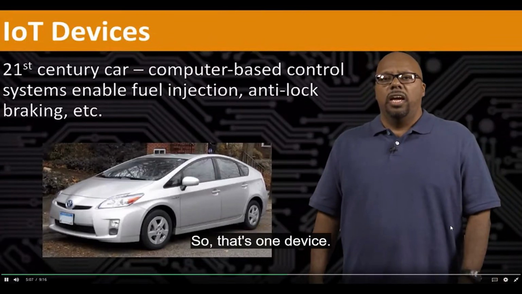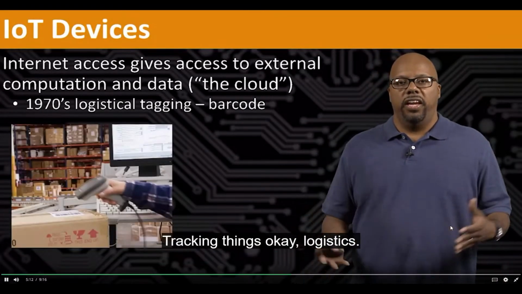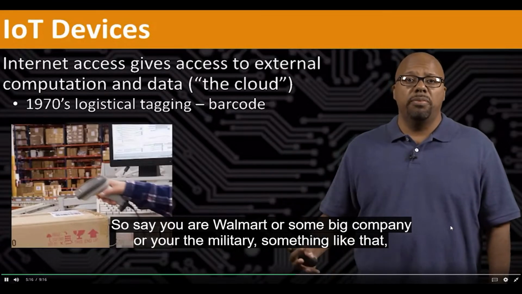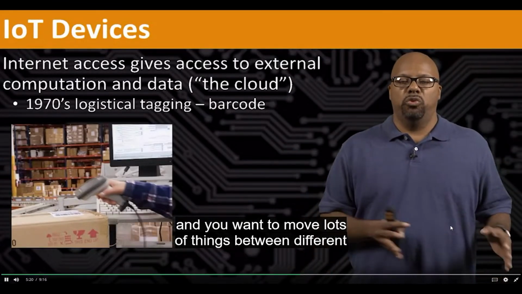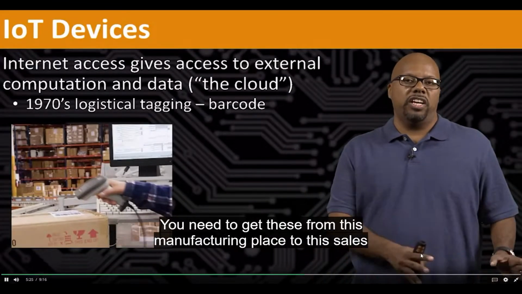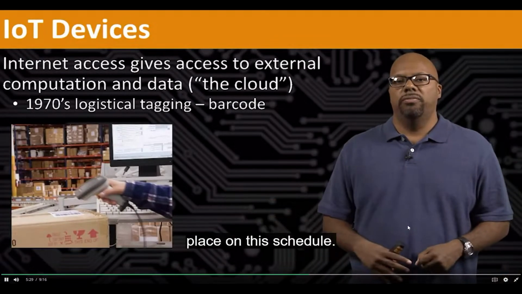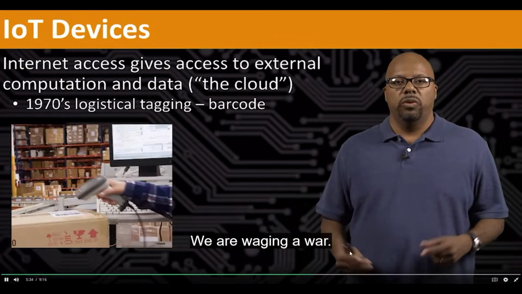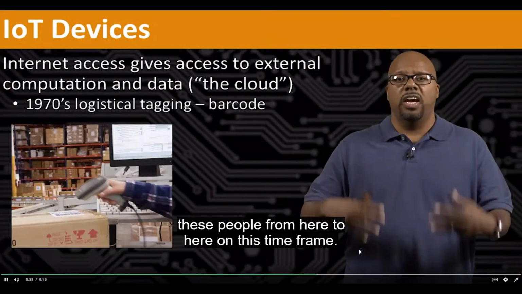So that's one device. Let's take a look at another. Let's talk about logistics, tracking things. Say you are Walmart or some big company, or you're the military, and you want to move lots of things between different places on a certain time scale, right? You need to get these from this manufacturing place to this sales place on this schedule. That's logistics. And the military is all about logistics, right? We are waging a war. We need to get these devices from here to here and these people from here to here on this time frame. So you want to move things.